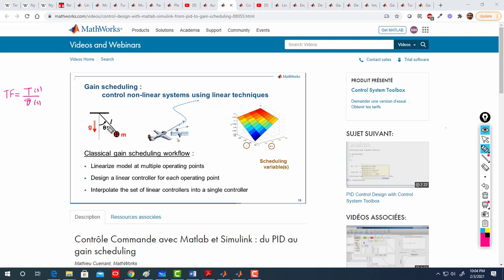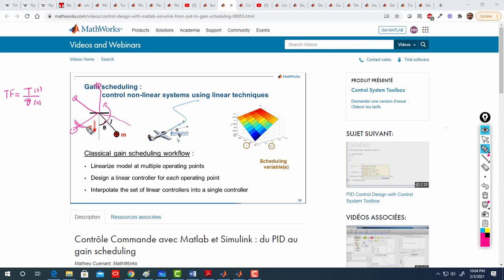Could be this theta as an equilibrium point, could be this theta, could be that theta as the equilibrium point for you. So then, for each equilibrium point, the pendulum has different dynamics, depending on the angle you are taking. The pendulum has different dynamics, and it is valid only around this zone.